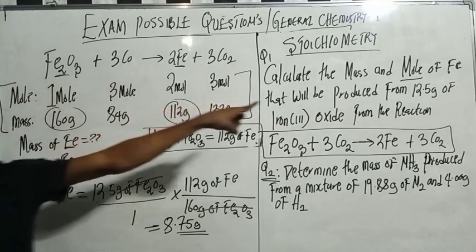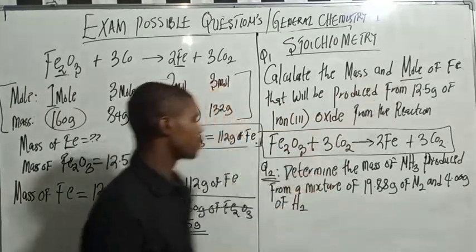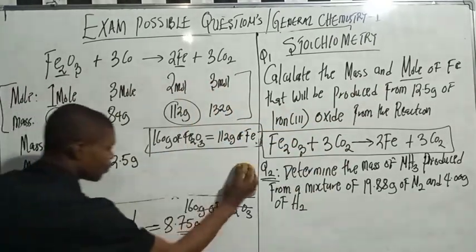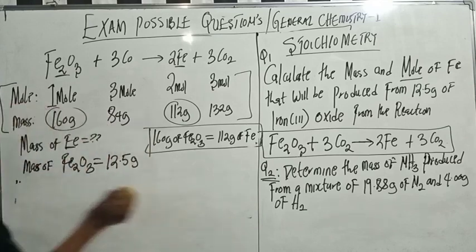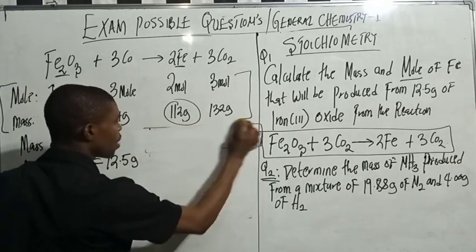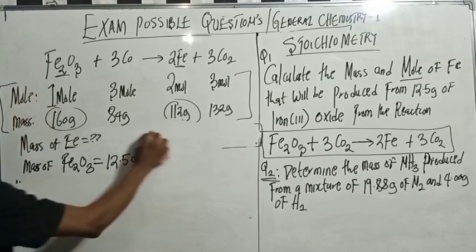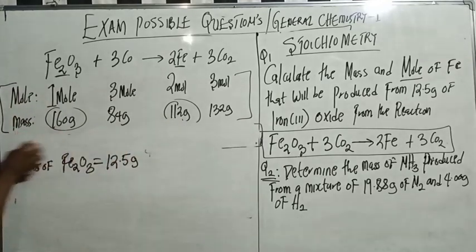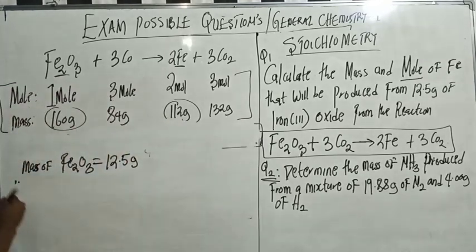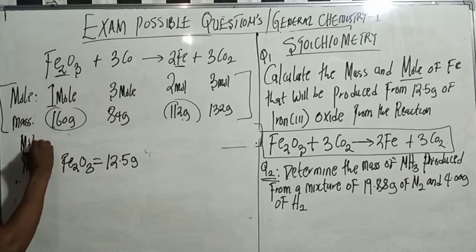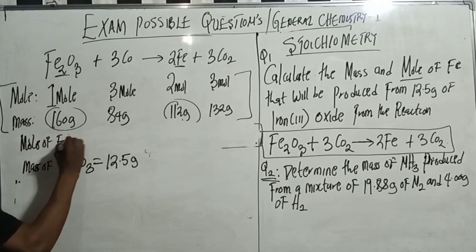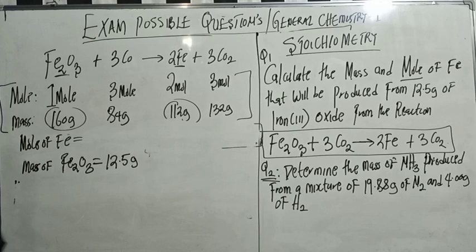So let's solve for the mole. We are done with the mass. Let's solve for the mole. How do you solve for the mole of Fe? How do we calculate the mole of Fe now?